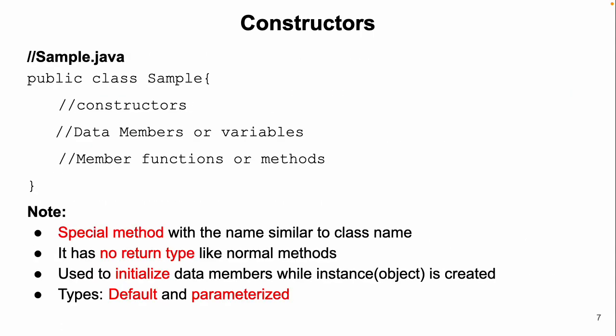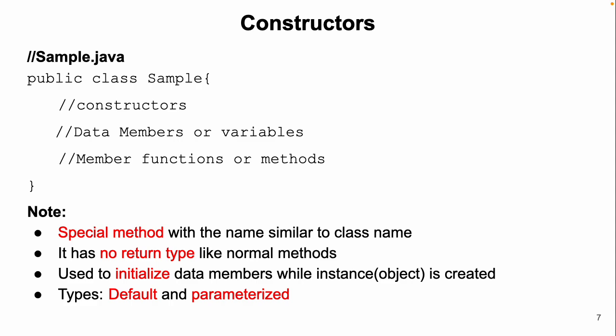A constructor is a special method with no return type. The name should be the same as the class name. Normally the default constructor doesn't have any parameters. We need not define it if we don't have any parameterized constructor in our program. In a parameterized constructor, we pass some arguments, and that we call a parameterized constructor.